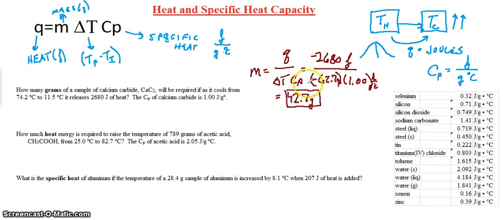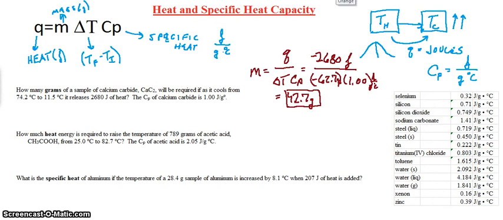Now, a few things to note here. A lot of folks get confused about heat versus specific heat. There is a very distinct difference. Whenever they give you heat, that's your Q. Specific heat is always the CP number. Let me do this next problem, because we're going to solve for something a little bit different.